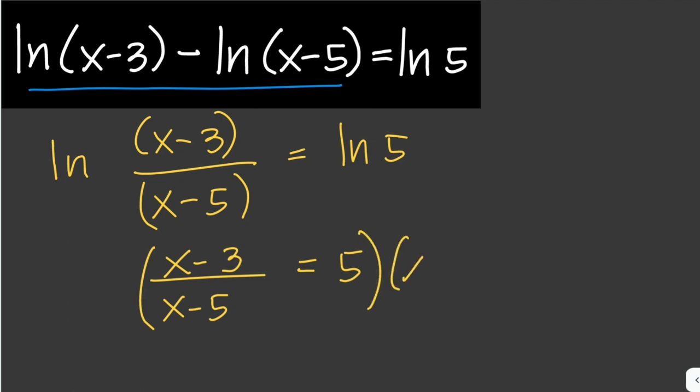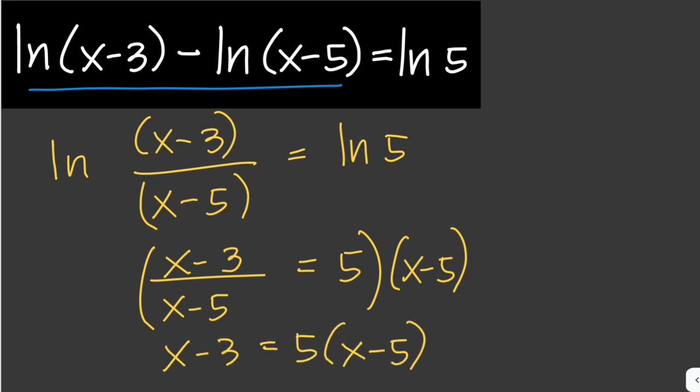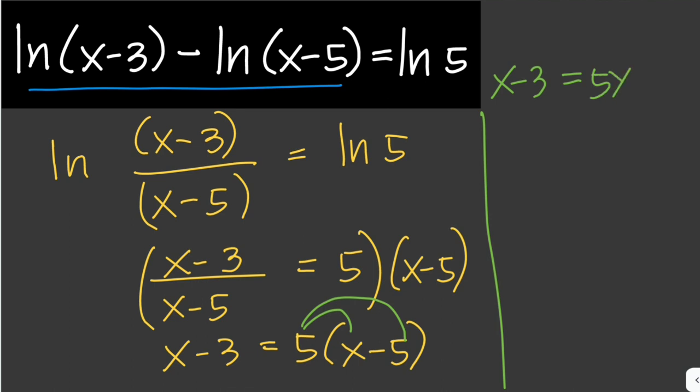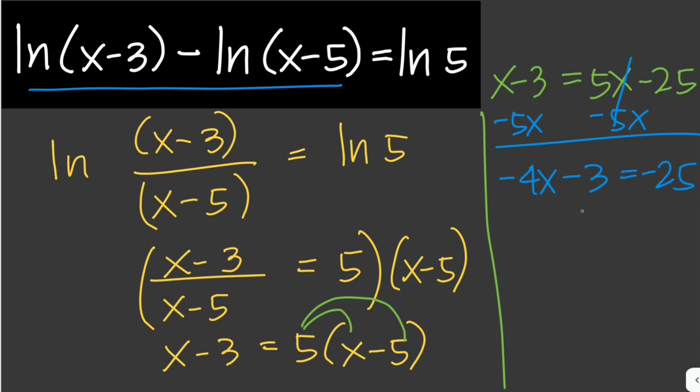And then we multiply both sides by x minus 5. Then we're left with x minus 3 equals 5 times (x minus 5). And then simplifying this, we distribute 5 to x minus 5. Then we have x minus 3 equals 5x minus 25. And then we group like terms. So we subtract 5x from both sides. We have x minus 5x is -4x, minus 3 equals -25, and then we add 3 to both sides.